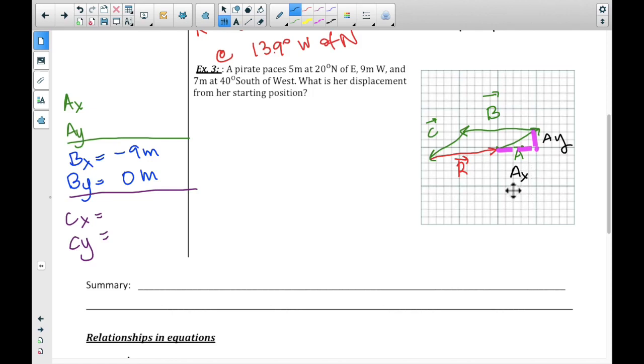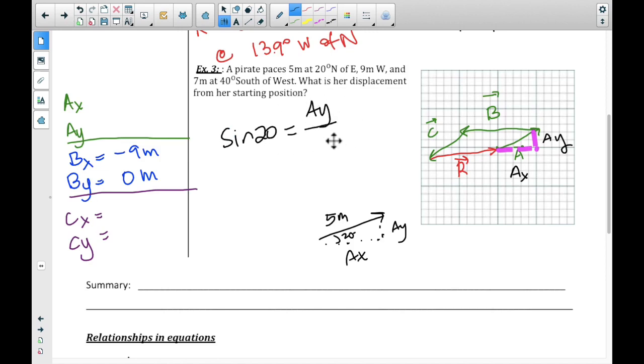Okay, we need to know how long they are. I'm going to draw this bigger so we can see. We decided that that was 5 meters, right? And so we need to find A sub x and A sub y. And we knew that that was 20 degrees. So we need to do some trigonometry. I'm looking at the y and I'm thinking that's a sine problem. I'm thinking that sine of 20 is opposite over hypotenuse. That's A sub y over 5. So to solve for A sub y, I can multiply both sides times 5 and get 5 times the sine of 20 is equal to A sub y.